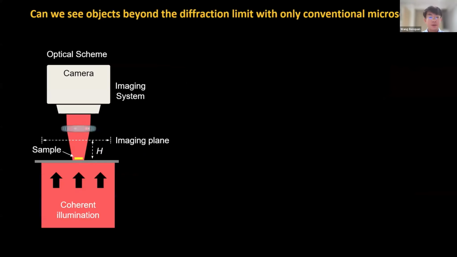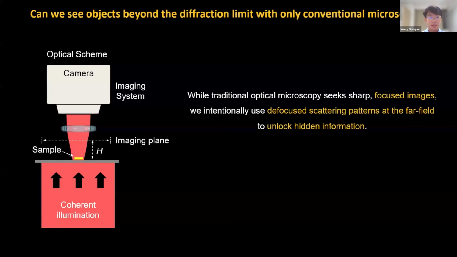Here I have a very concise traditional optical microscope. I'm trying to use the simplest words to describe it. Just consider you have your light source to illuminate your sample, followed by a common imaging system, and you can collect the corresponding optical images with your camera. Normally, most people will try to get the best focus images. But what we are using here is the defocused scattering pattern at the far field. So why do we want to use the scattering pattern?